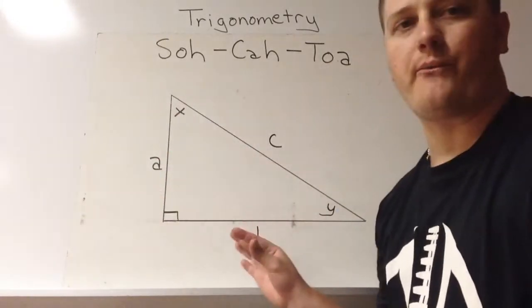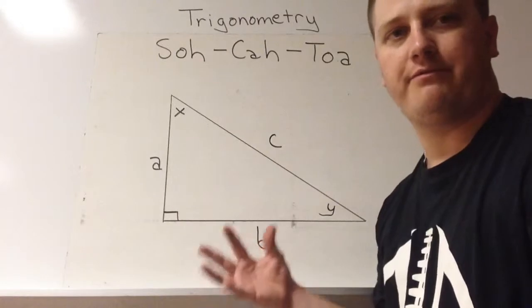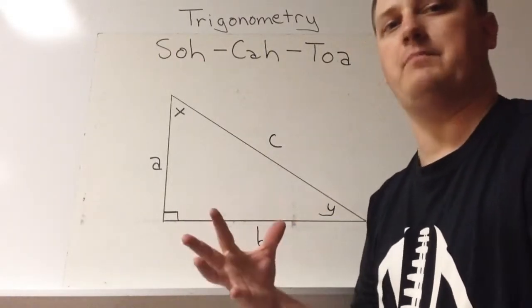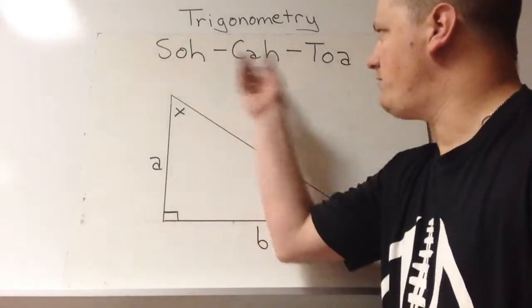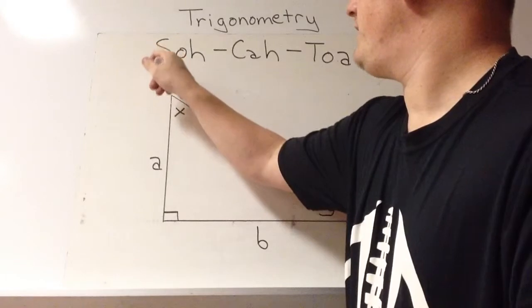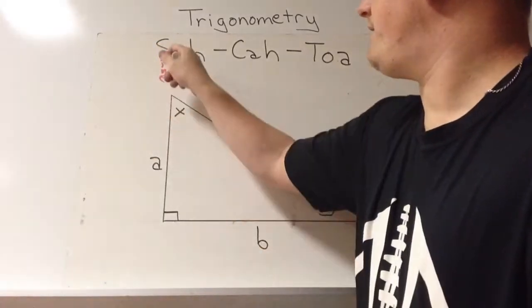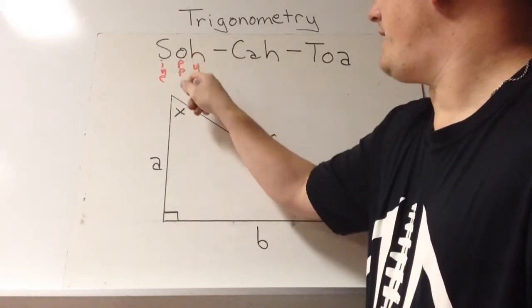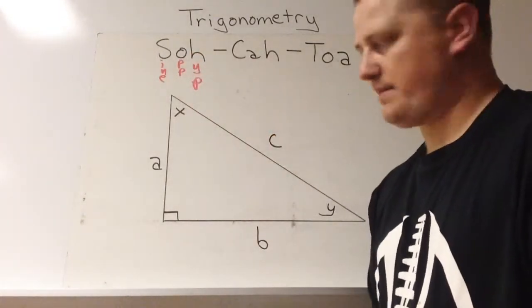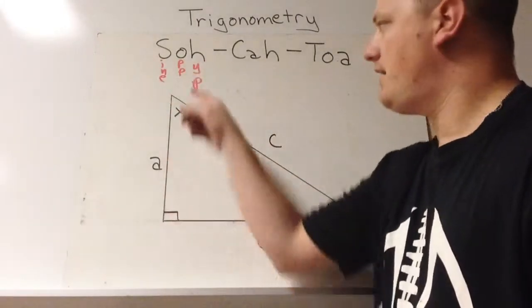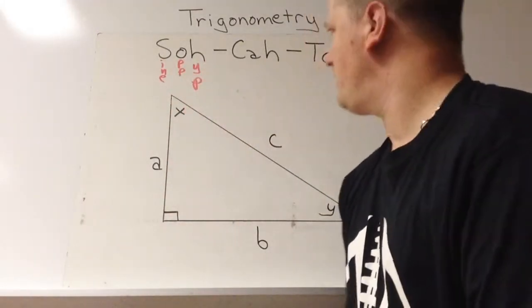Here's a basic right triangle, which we focus a lot on in trigonometry. One of the sayings to help us remember stuff in trig is SOHCAHTOA. SOH stands for sine, opposite, and hypotenuse. So when you're doing a sine problem, you're looking at the opposite side and the hypotenuse.